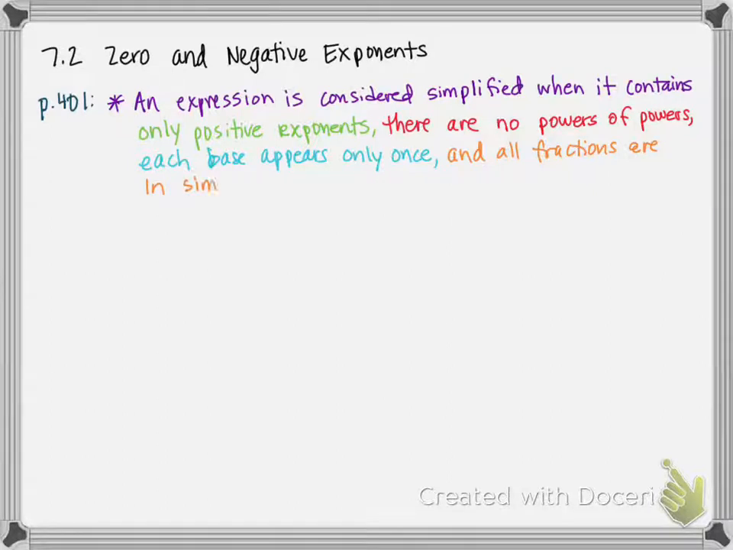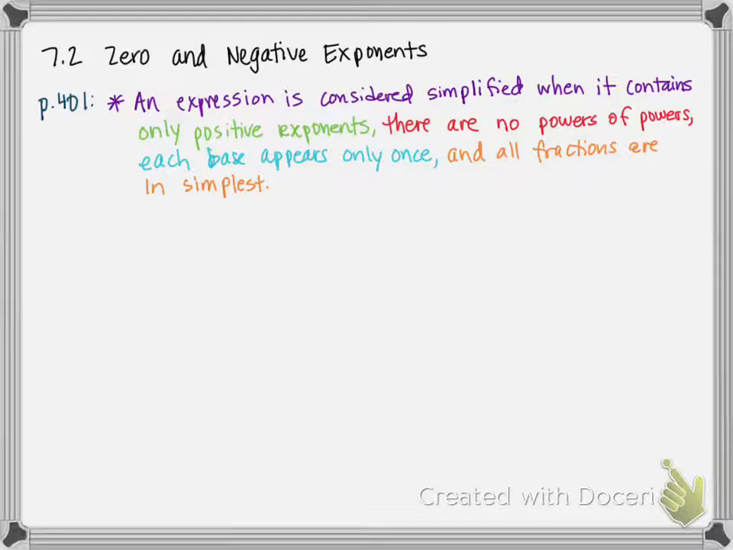So the reason why I put this in here is because some people think I need to tell them what I expect every answer to look like. There's my expectation. The directions will ask you to simplify or give me some sort of answer like that. But what it means is only positive exponents, there are no powers of powers, each base appears only once, and all fractions are in simplest form. Now, there's times when they will tell you to leave the answer as a negative exponent, and that's okay. So let's dive into what do I mean by a negative exponent?